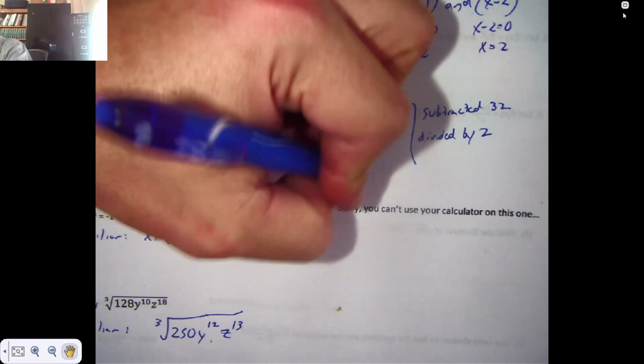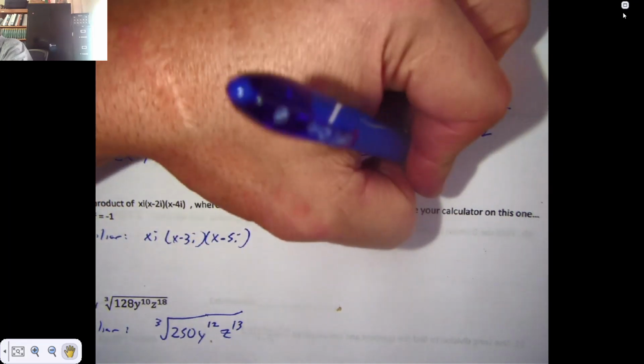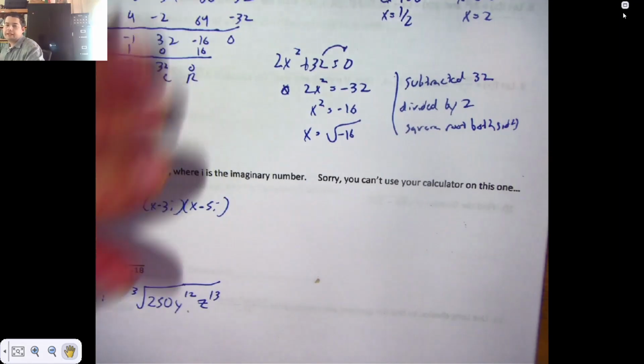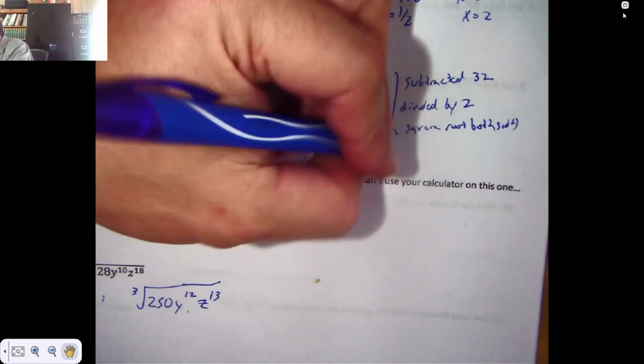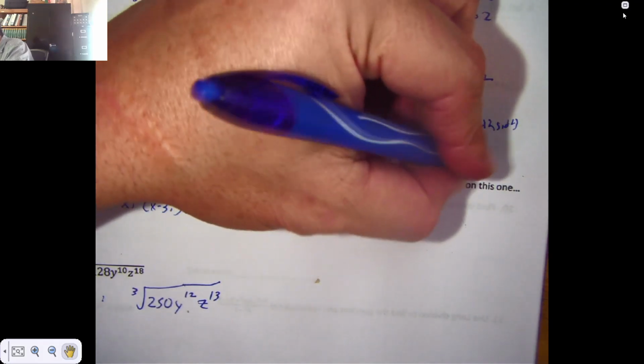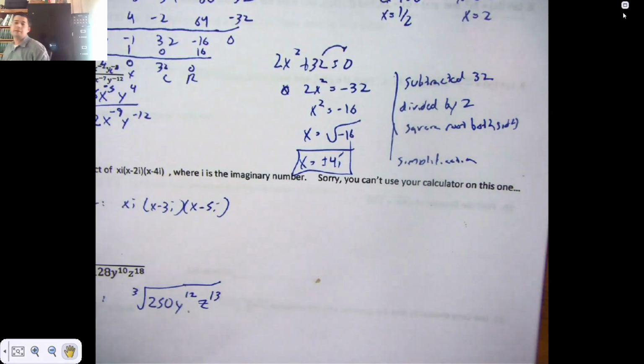Now I'm going to take the square root of both sides. Square root both sides. And now I'm going to simplify. Square root of negative 16 is plus or minus 4i. And I hope you get that by now. Last step was simplification. And those are your last 2 answers.